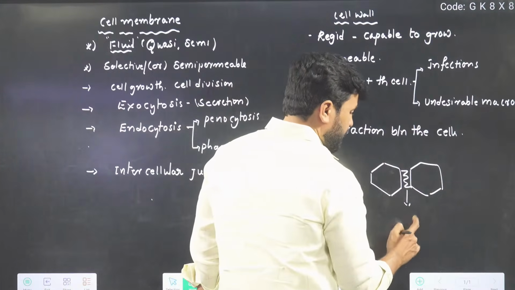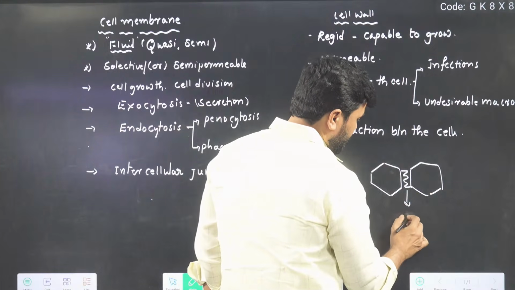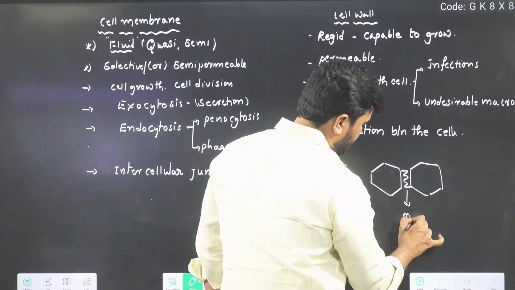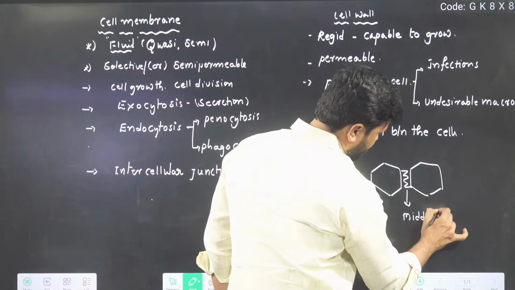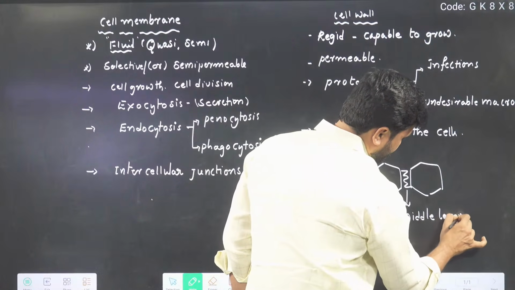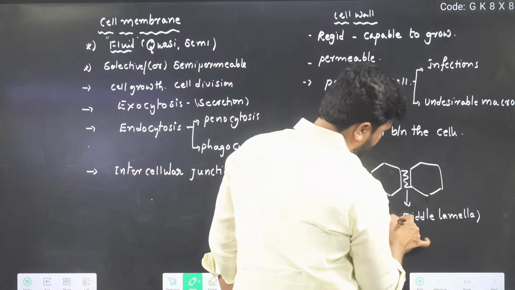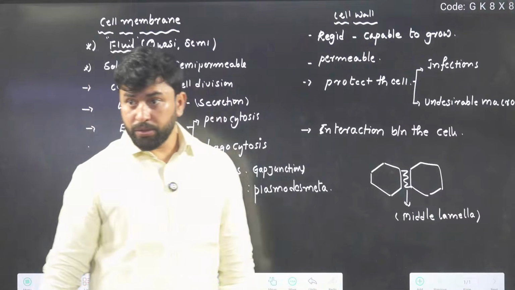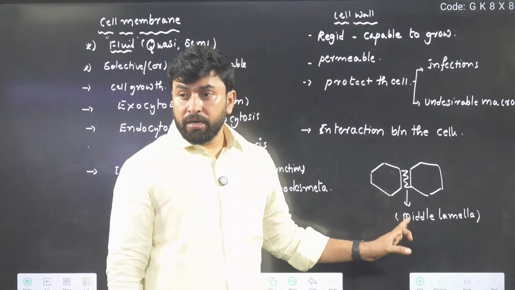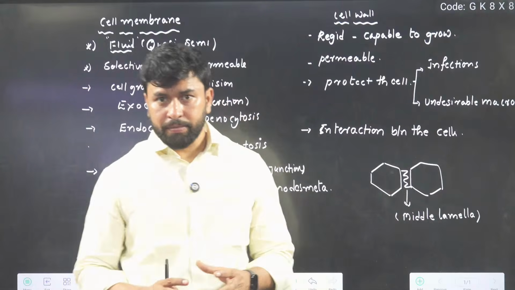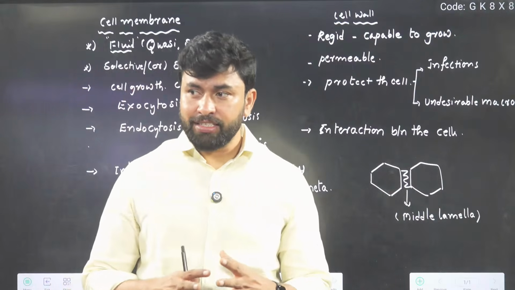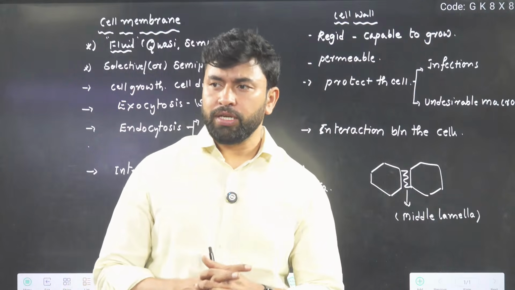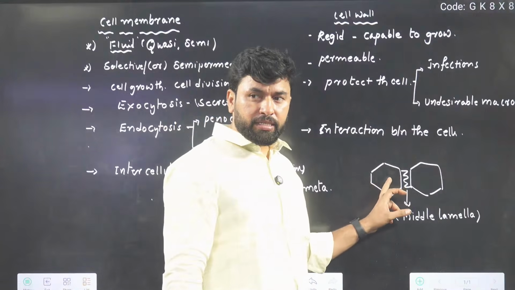With the help of what material does it connect? Do you remember? The intercellular cementing substance, that's called the middle lamella. It's called the middle lamella. Is it okay? This middle lamella keeps the two neighboring cells together so that a cell can easily interact with another cell.